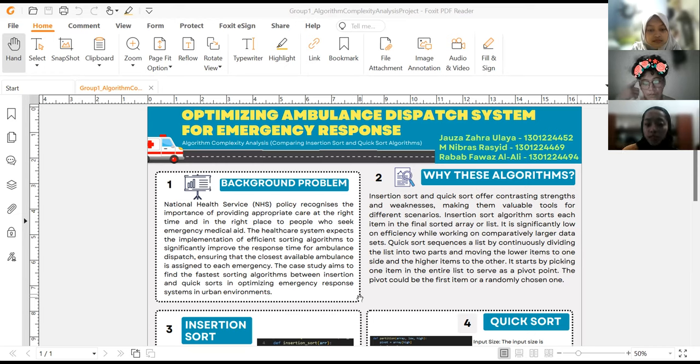What's cool is that both insertion sort and quick sort are in the top five most used algorithms. People love using them because they work well in lots of situations. We picked these algorithms because they're proven and trusted, making them great choices for sorting tasks in all sorts of situations. And Chacha will explain about insertion sort.